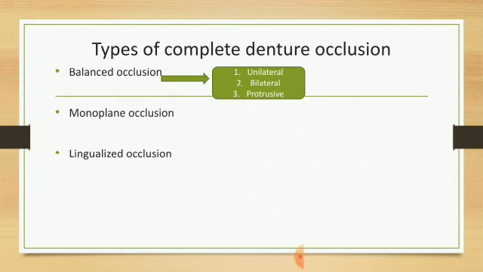Next, we have types of complete denture occlusion, in which we have 3 types: balanced occlusion, monoplane occlusion and lingualized occlusion. Whereas balanced occlusion is further categorized into unilateral, bilateral and protrusive. So for balanced occlusion, what we prefer is bilateral balanced occlusion. For complete denture, what we prefer is bilateral balanced occlusion. Clear? Move on to the next.